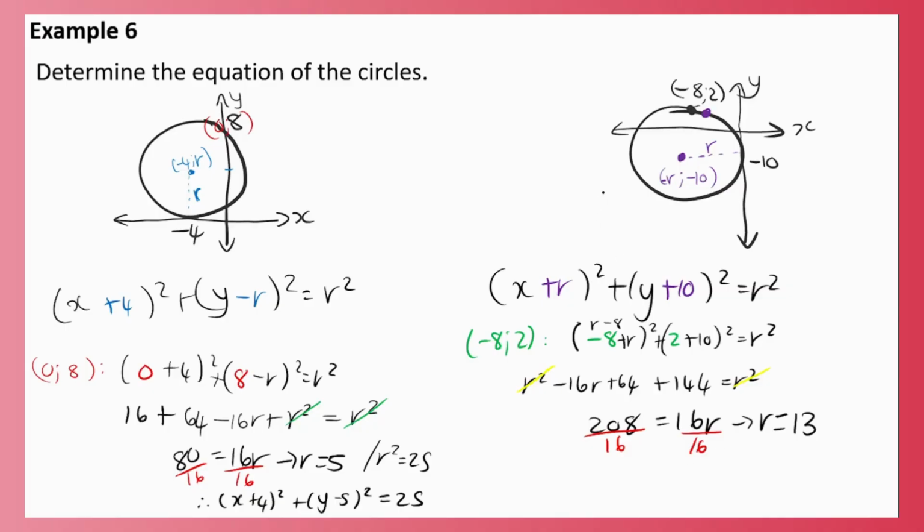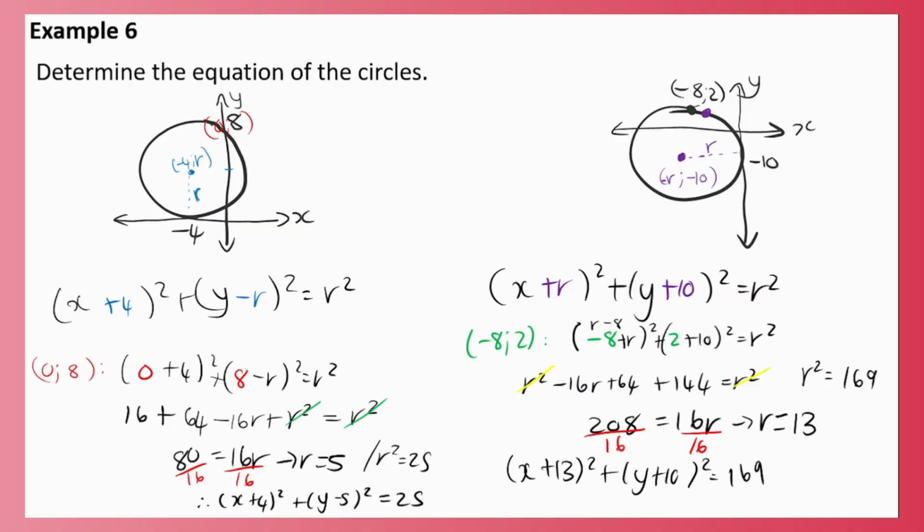Once you've found your r, you just need to finish off your question and substitute r back in there as well as there. r squared would be 169. And then you're done with the question.